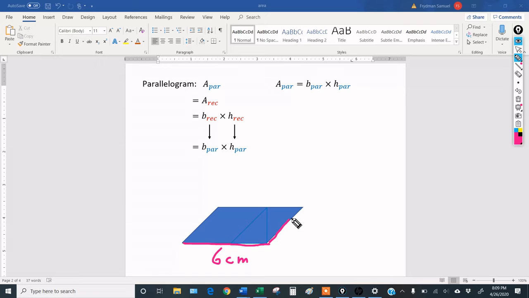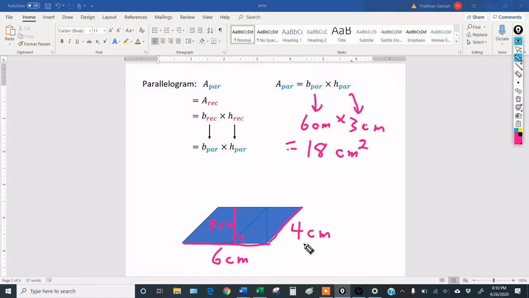This is 4 centimeters long. And this is 3 centimeters long. The area of the parallelogram would be 6 centimeters times 3 centimeters, which is equal to 18 square centimeters.